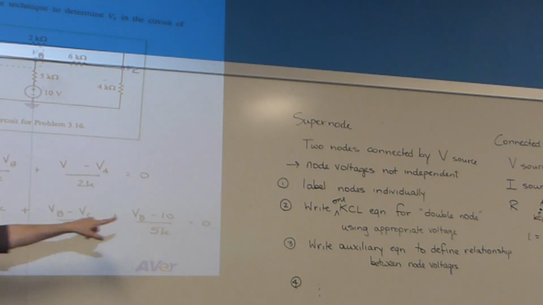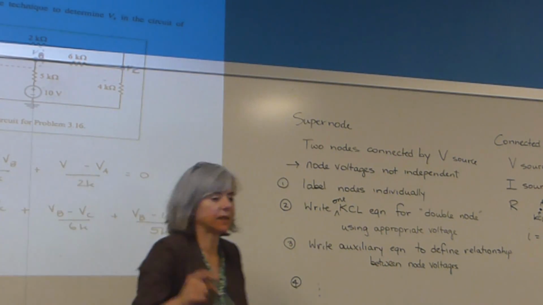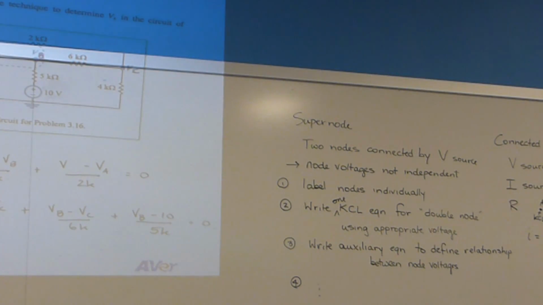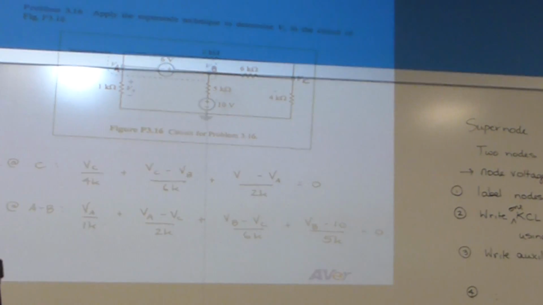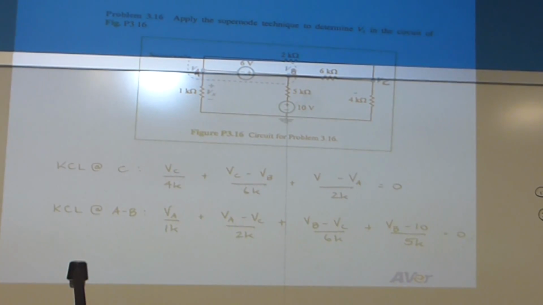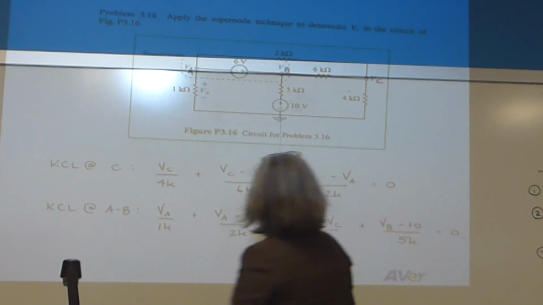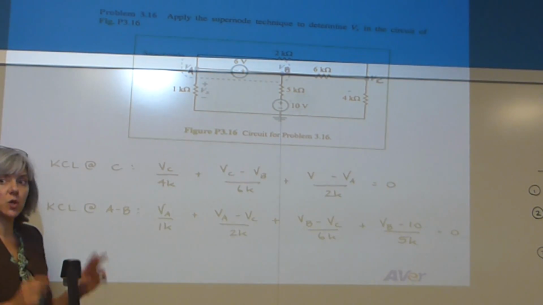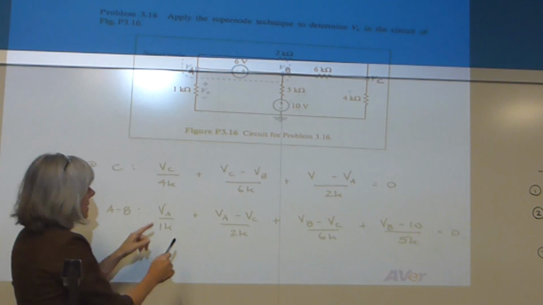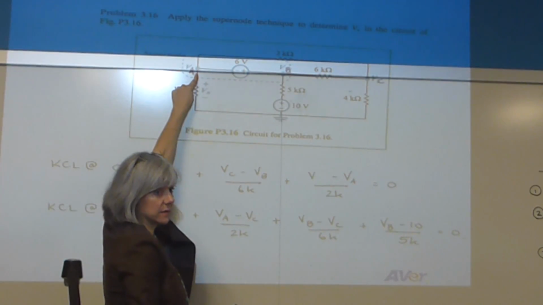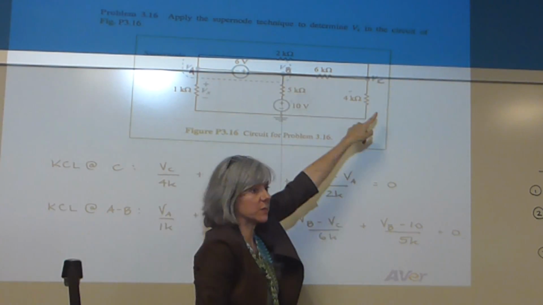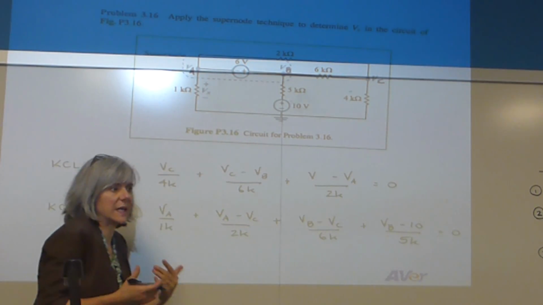So when I say using the appropriate voltage, what that means is here, this is really from V sub A. And this one's really V sub B minus V sub C. So just use that, but now what do I have?